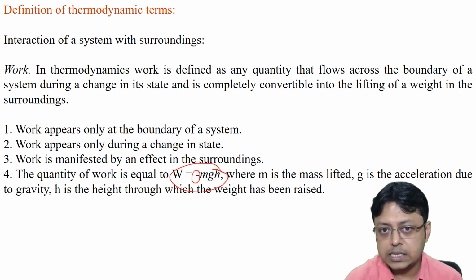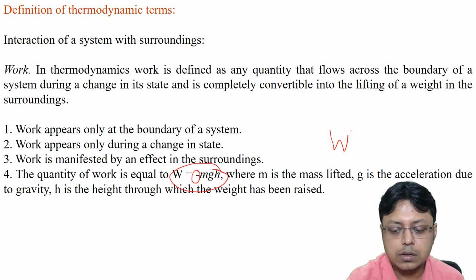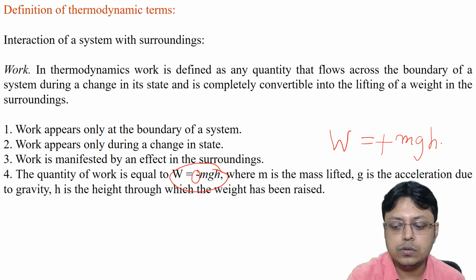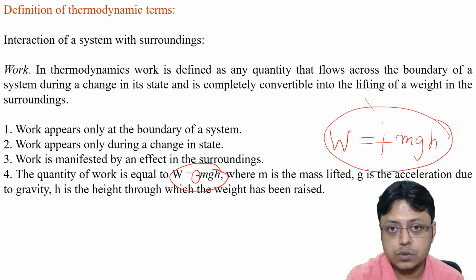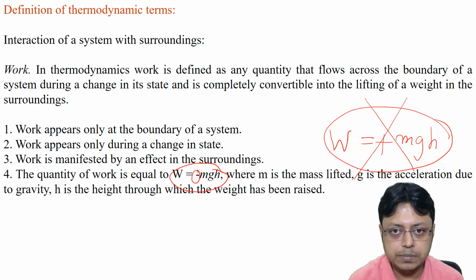In many older textbooks, you will see a definition of the work as W = mgh. So we'll not use this definition in this course. We'll use the more modern definition where the work is defined as negative of mgh. We'll discuss in detail why we are taking this negative sign.